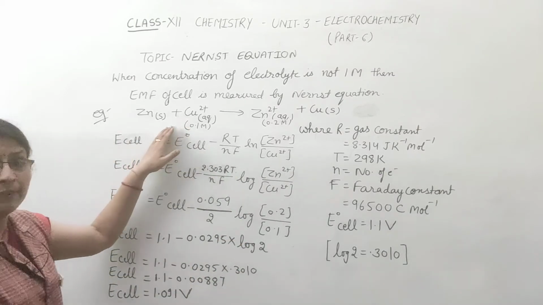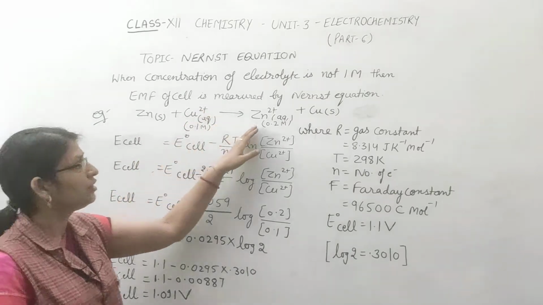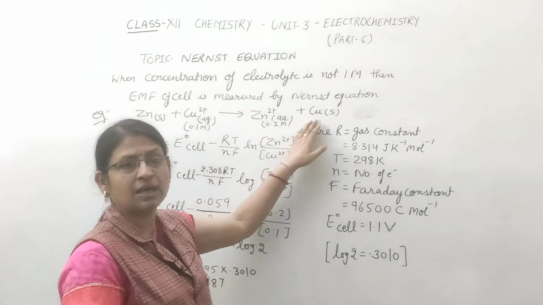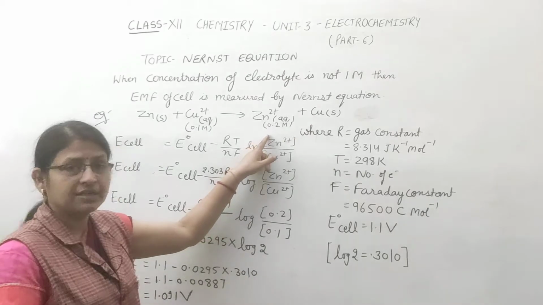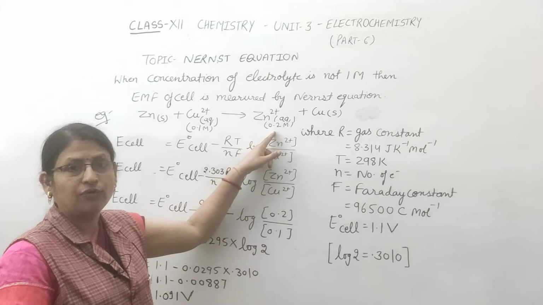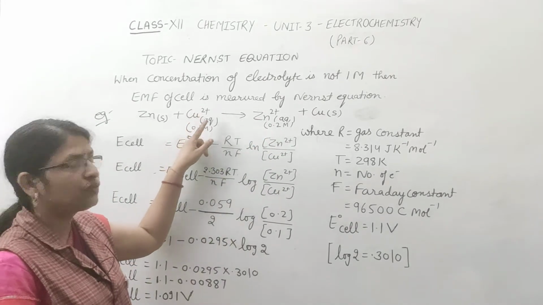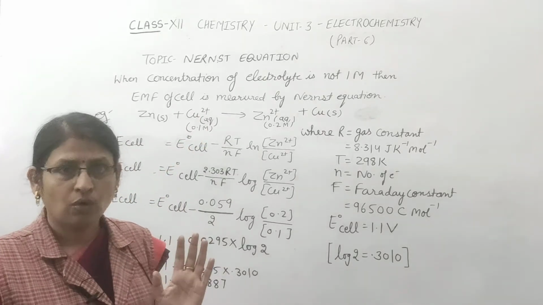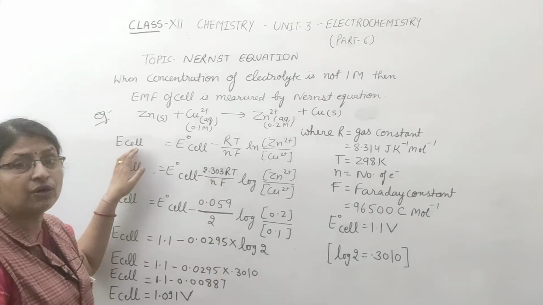Here I am taking an example: zinc plus copper 2+ converts to Zn2+ plus copper. It means oxidation of zinc takes place and copper 2+ converts to copper. It is a Daniell cell. But here the concentration of zinc electrolyte is 0.2 M and the copper electrolyte, CuSO4, concentration is 0.1 M. It is not 1 M. Now, to calculate the EMF of the cell, what do we do?